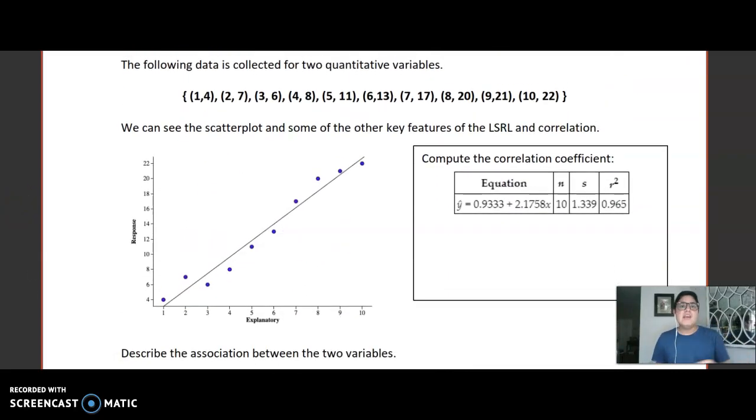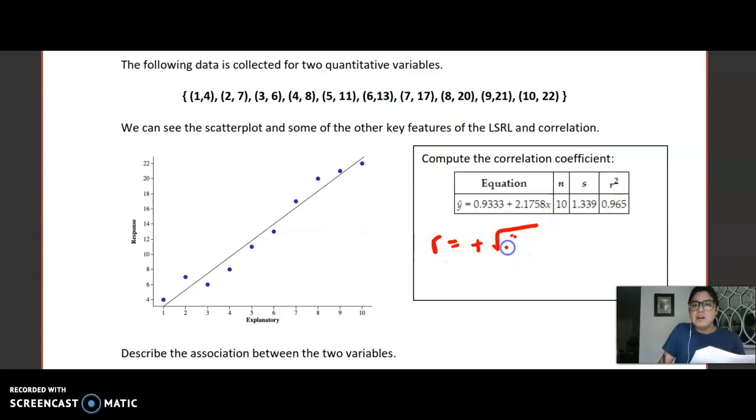So these are just some cases of things you might see when dealing with these unusual points. So suppose we've collected the following data for two quantitative variables. We've got our x and y, and we've got our scatter plot here. You can see that we have a strong positive linear relationship. So let's go ahead and compute the correlation coefficient. And this is what I didn't touch on in the last lesson. So here, notice my slope is positive, so r is also going to be positive.